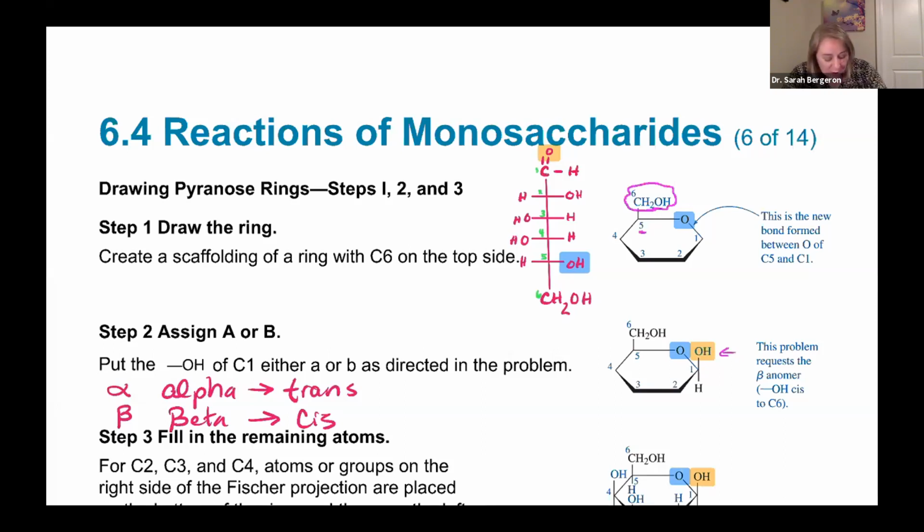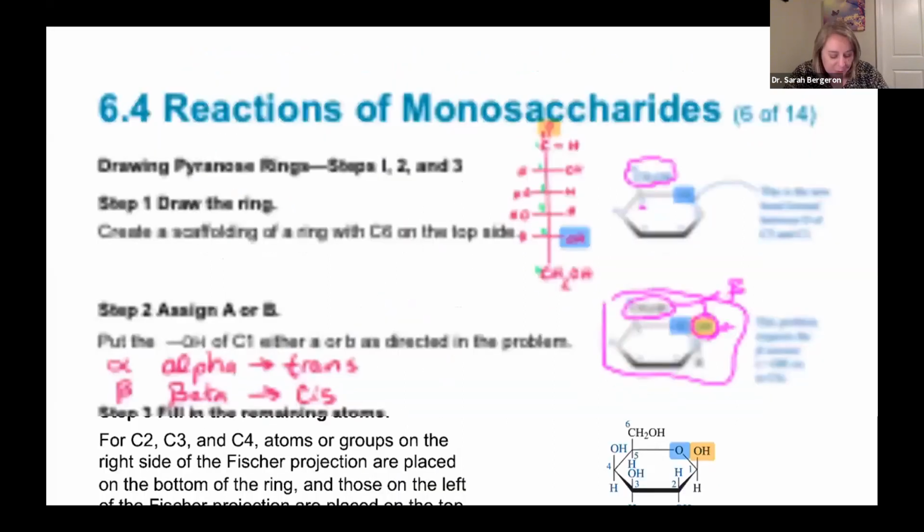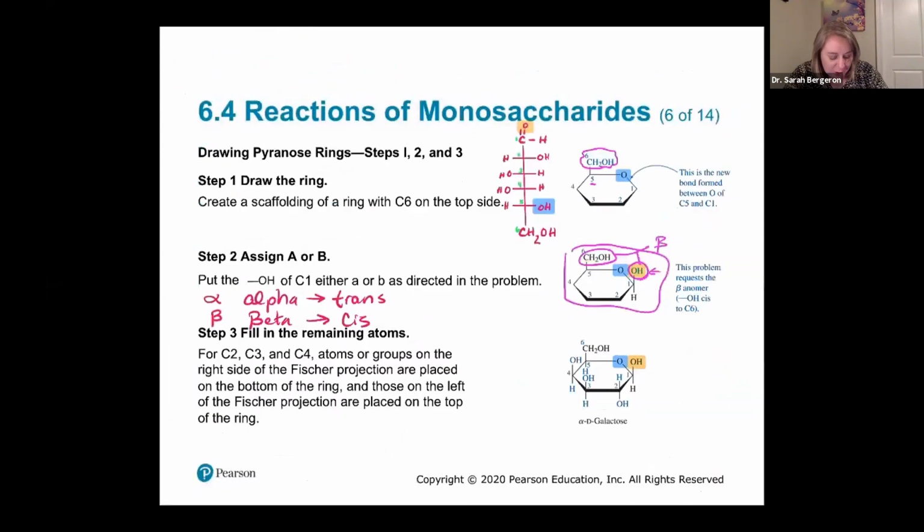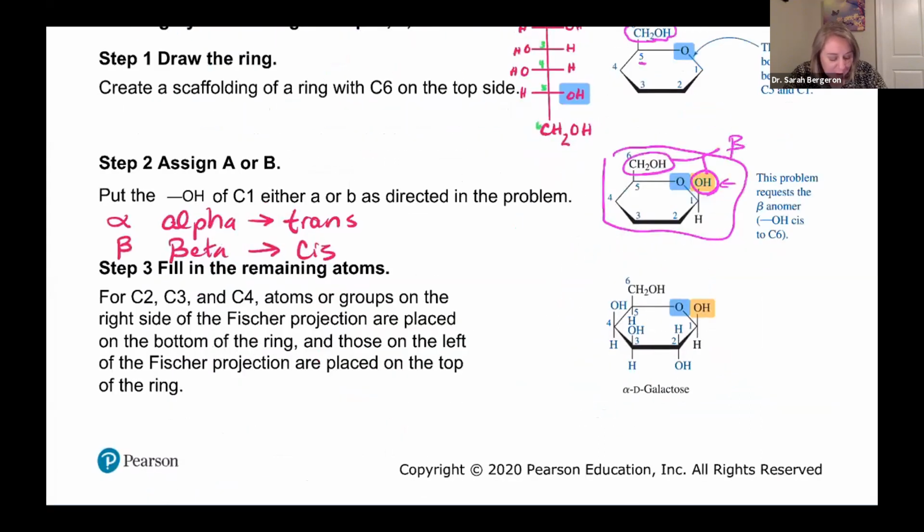So if you look here at this one, our carbon 6 is up here, our hydroxyl's up here, and so what must this be? This must be the beta anomer because they are cis. And then you just fill in the remaining atoms. I'm going to walk you through one. But remember that those that are on the left are placed on the top. Those that are on the right are placed on the bottom. So let's do a couple of these.